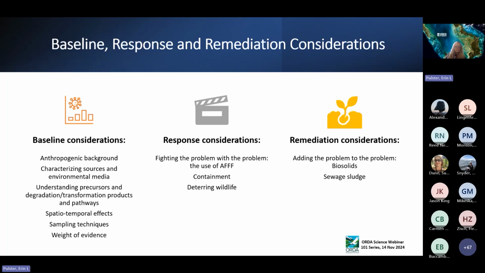Other questions? Show of hands of how many people are actually actively involved in PFAS sampling? See any? Anybody?